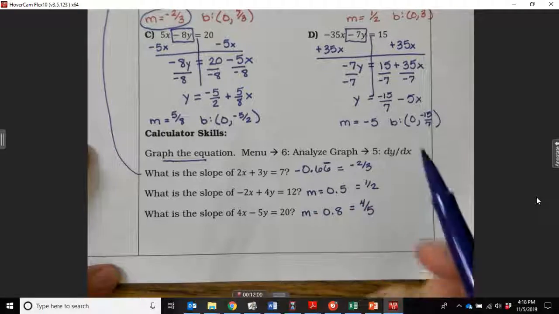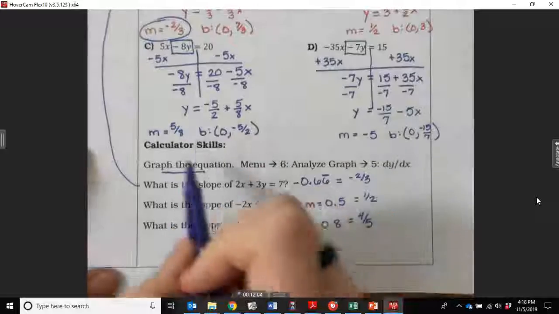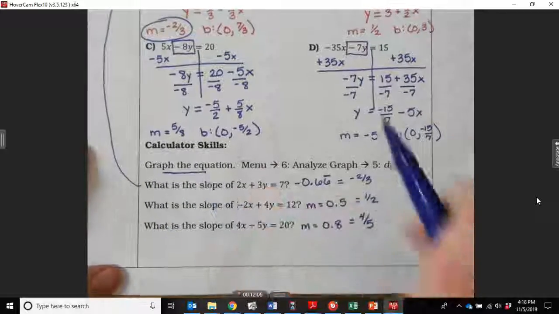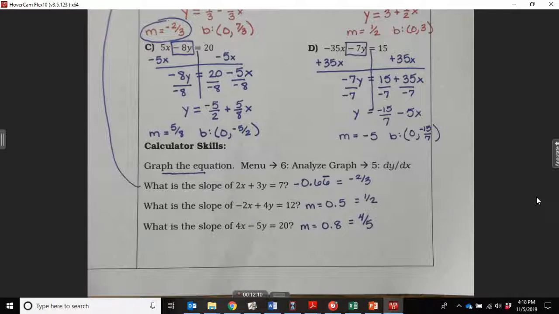So we're going to practice finding slope given a standard form equation, and you can either solve it, or if you don't understand how to solve it, you can use your calculator to get the answer.